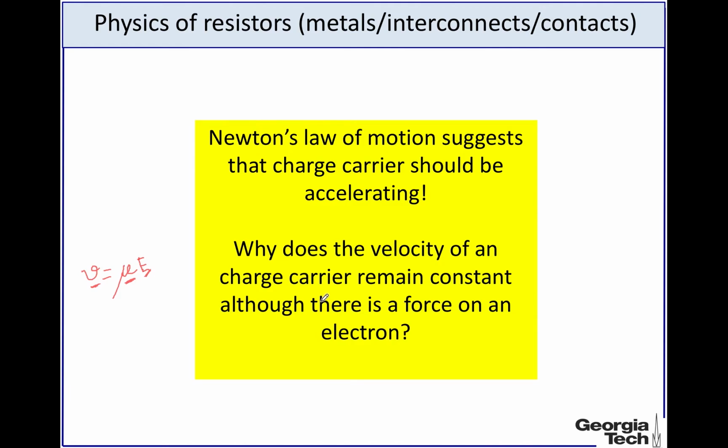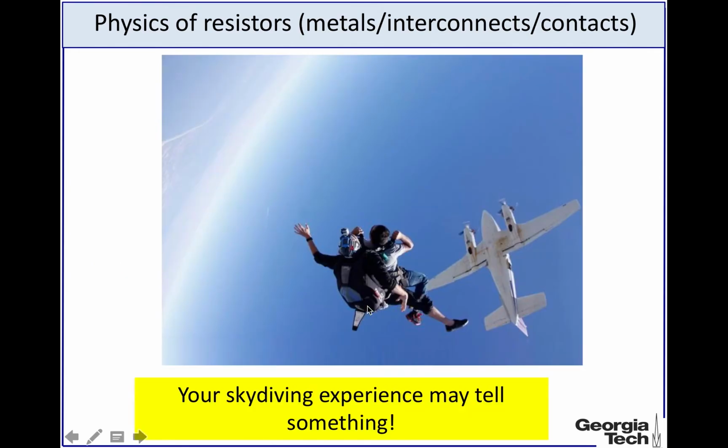So why does the velocity remain constant although there is a force on the charge carrier? To understand that, let's think about a case where a body is falling from a high altitude through the air. If you have done skydiving, what you would have realized is that while you are falling, you are actually not accelerating. Rather, you are falling at a constant velocity.